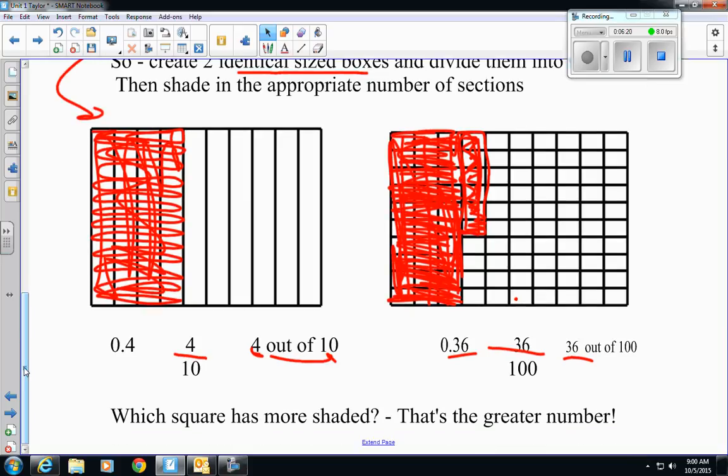So now, we can look at our 2 squares, and we can say, well, which one has more shaded? This has 4 complete columns. This only has 3 complete columns and a partial. So, the one on the left has more shaded, right? So that's the bigger number, the greater number in value.